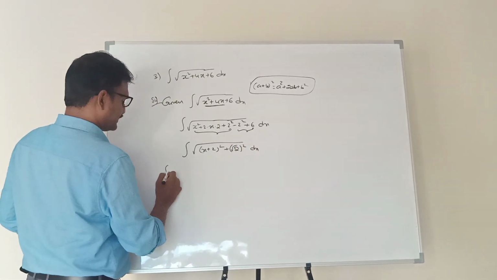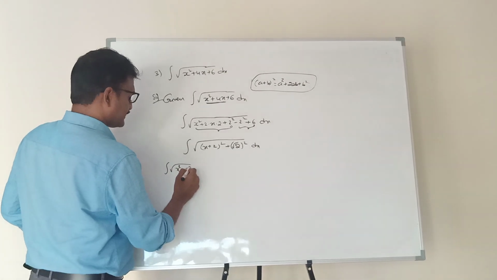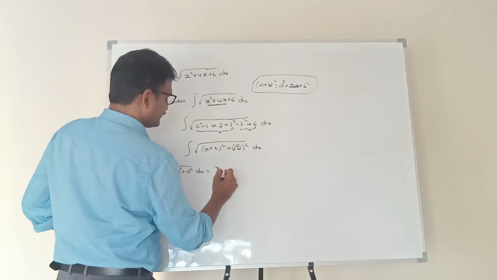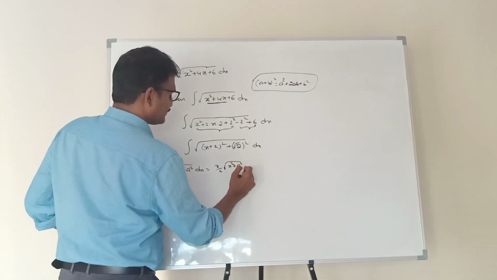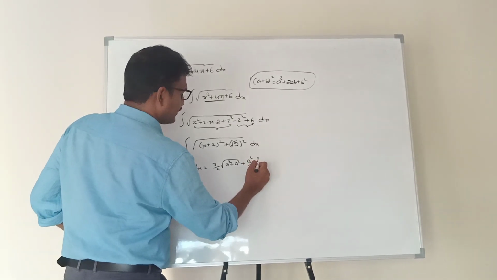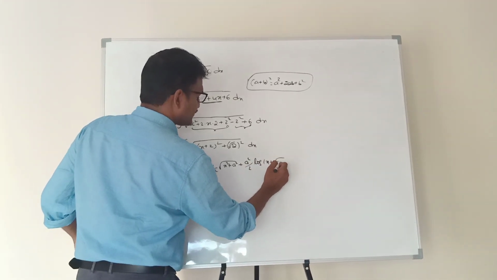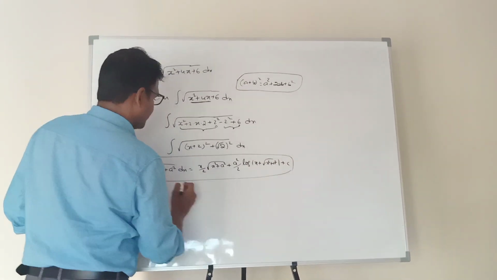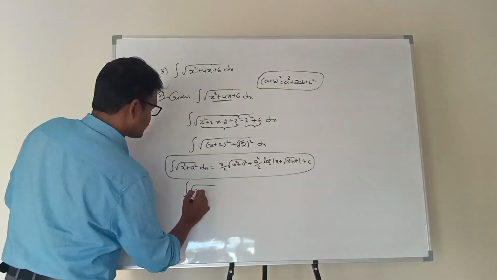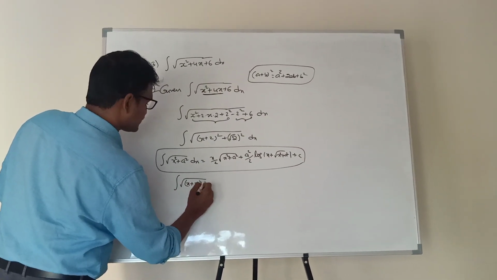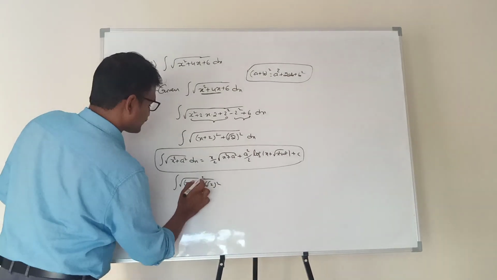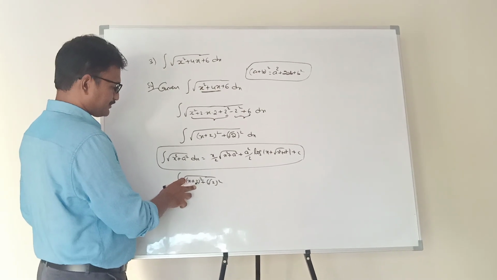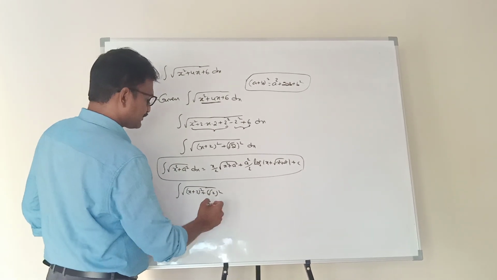Now this is in the form of integration of root of x square plus a square into dx. So the formula is x by 2 into root of x square plus a square, plus a square by 2 into log mod x plus root of x square plus a square, plus c. This is the formula, so apply this formula. Integration of x plus 2 whole square plus root 2 whole square. In the place of x, replace x with x plus 2. In the place of a, replace a with root 2.